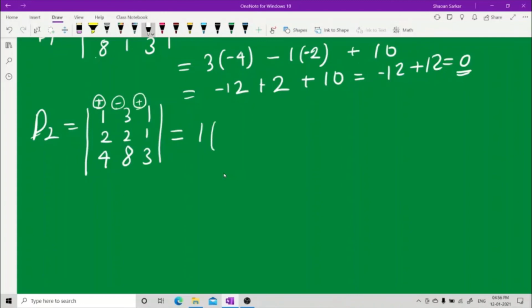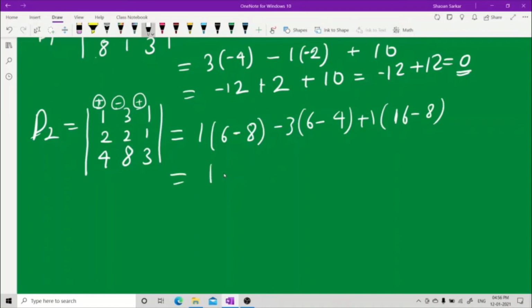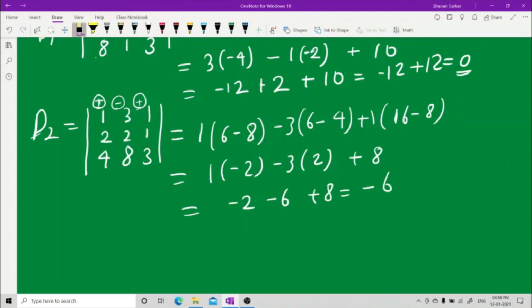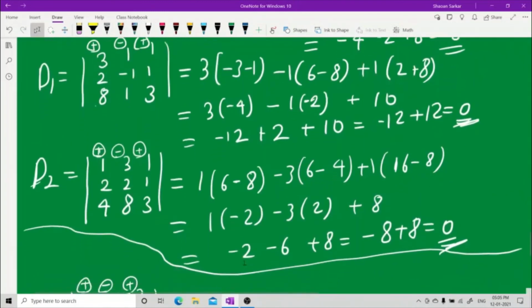1, you have 3 to the 6, minus 8. Then you have minus 3, and then 6, minus 4. Then you have plus 1, and then 8 to the 16 minus 8. So this is 1 minus 2 minus 3, 2 plus 8. This is minus 2 minus 6 plus 8, and this is minus 8 and plus 8, which is again 0. See, D1 was 0, D2 is 0, D3 is now copied.